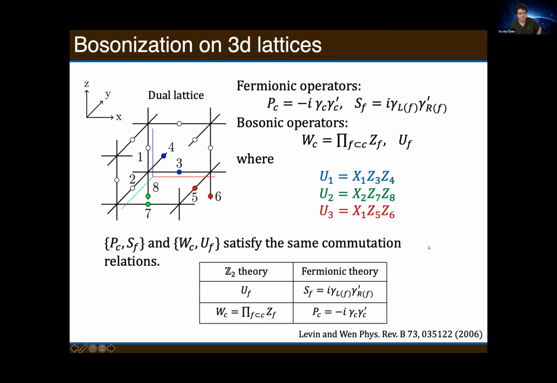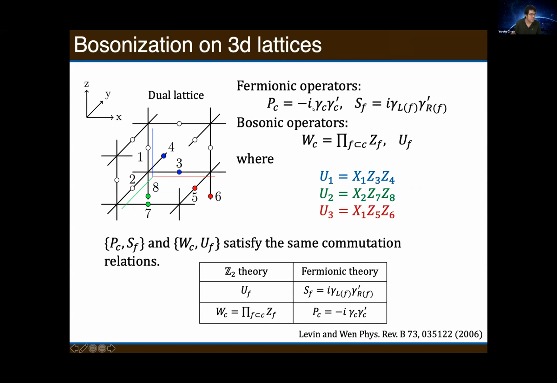And now let's introduce how we bosonize it. First we go to the dual lattice. Here I just use the cubic lattice as an example, but it can work for an arbitrary triangulation. Because we go to the dual lattice, our fermion originally in the center of the tetrahedron becomes a vertex here. So in this dual lattice, we have a fermion at each vertex.